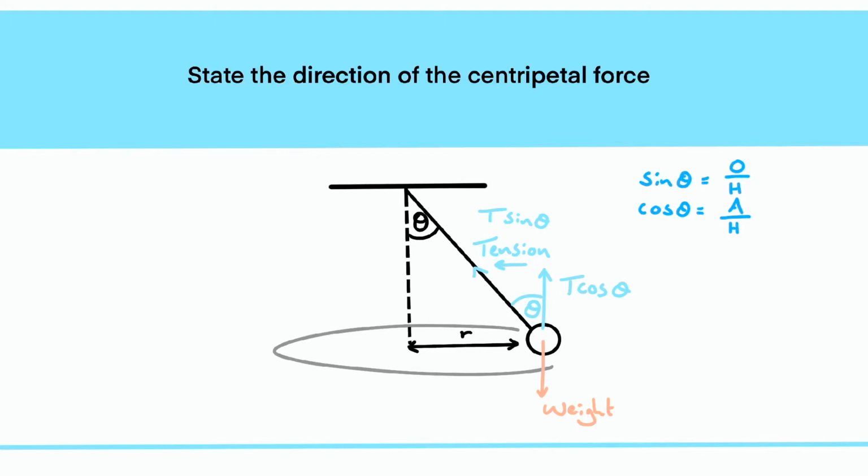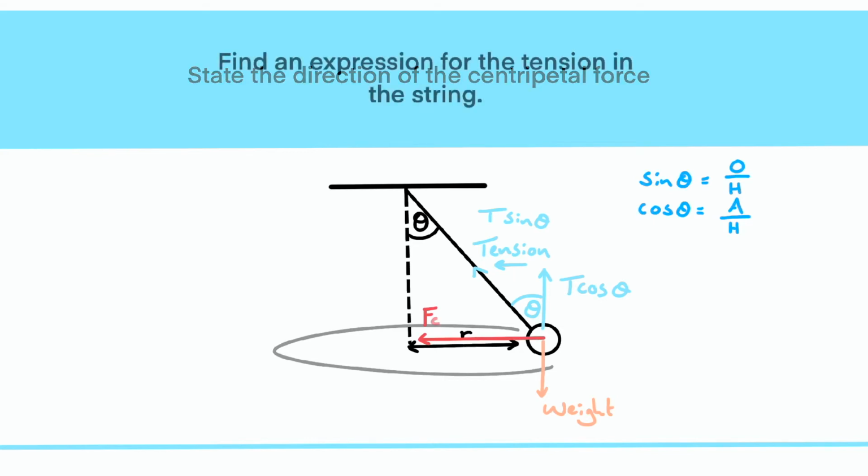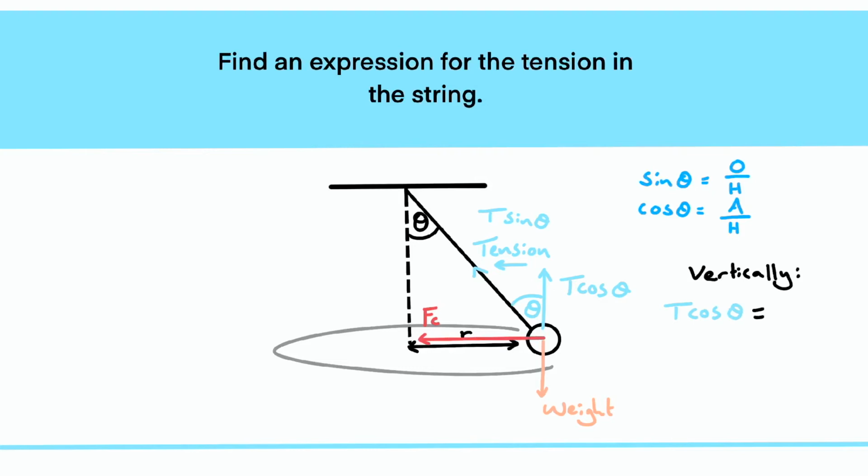We know that the centripetal force always acts towards the centre of the circle, and in this case we can say that the centripetal force is provided by the horizontal component of the tension, which is T sine theta. Next, we're asked to find an expression for the tension in the string. So, resolving the forces vertically, we have T cos theta equals mg, which is the weight. And rearranging, this gives us T equals mg over cos theta.